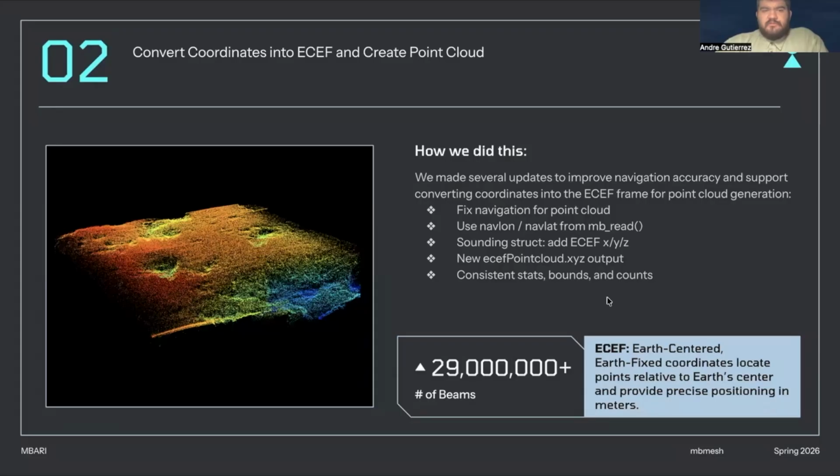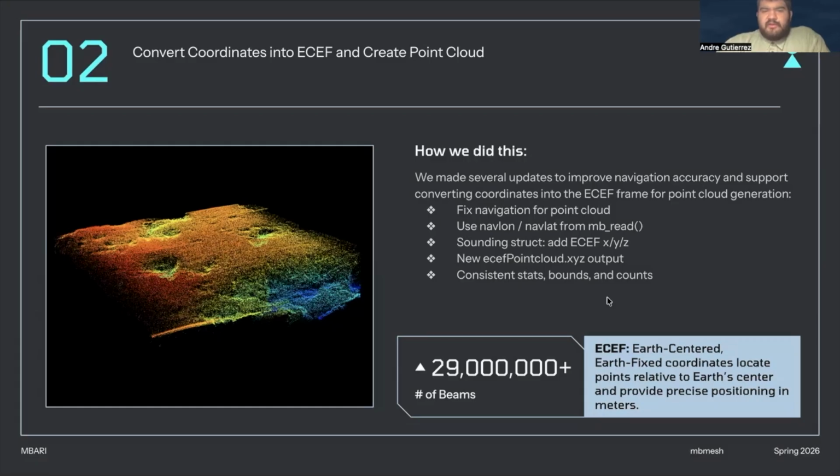Converting coordinates into ECEF and creating the point cloud. We improved how mbmesh builds its point clouds from swath data. Before, the code mistakenly treated along-track and across-track distances as longitude and latitude, which placed points incorrectly on Earth. We fixed this by using the correct navigation values navlon and navlat from mbread, following the same approach as mbgrid. We also extended the sounding struct to include Earth-centered, Earth-fixed ECEF coordinates, X, Y, and Z.